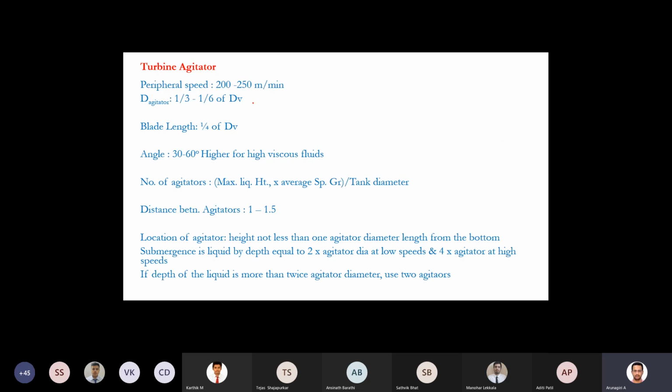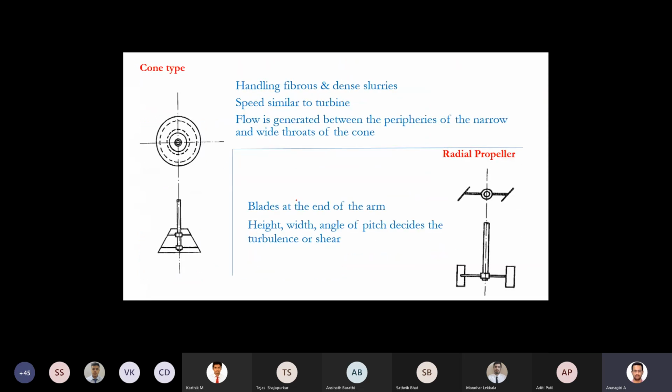For a turbine agitator, the peripheral speed will normally be 200 to 250 meters per minute. You should know the difference between peripheral speed and RPM, rotations per minute. RPM means the number of rotations per minute, that is the speed of the stirrer agitator. So in general, we have different types of things. I can show one slide.